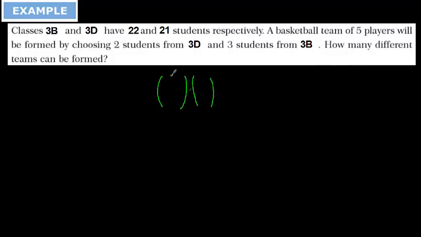So we are going to select from here. As you know, in 3B there are 22 students. From 22 students we are going to select 3 students, and from 21 students, which are the members of the 3D, we are going to select only 2 students for the basketball team, and totally 5 players we have chosen, and it is not mentioned they are going to play in any place. That's why the arrangement is not important between them. Only selecting 3 students is important here.